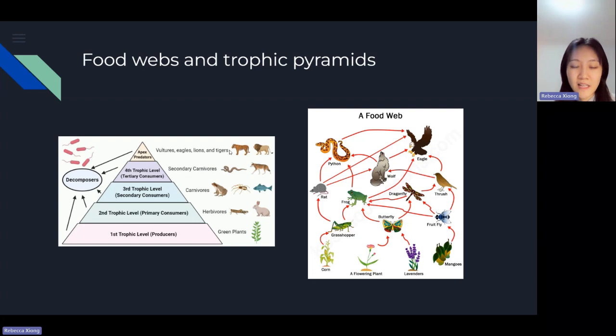So maybe this example I have here is not as relevant. We don't have lions and tigers in Georgia, but we do have, for example, wolves and eagles, thrushes, frogs, so things like that. So I think for regions, it's very important to know specific food lines, food webs that apply there, and be able to identify just from any food web or food pyramid the position of an organism and how much energy it receives.